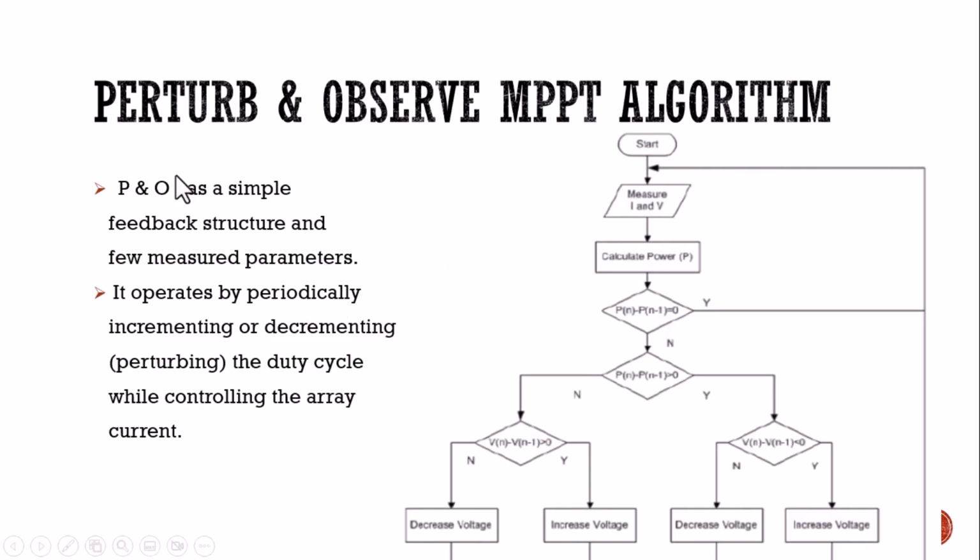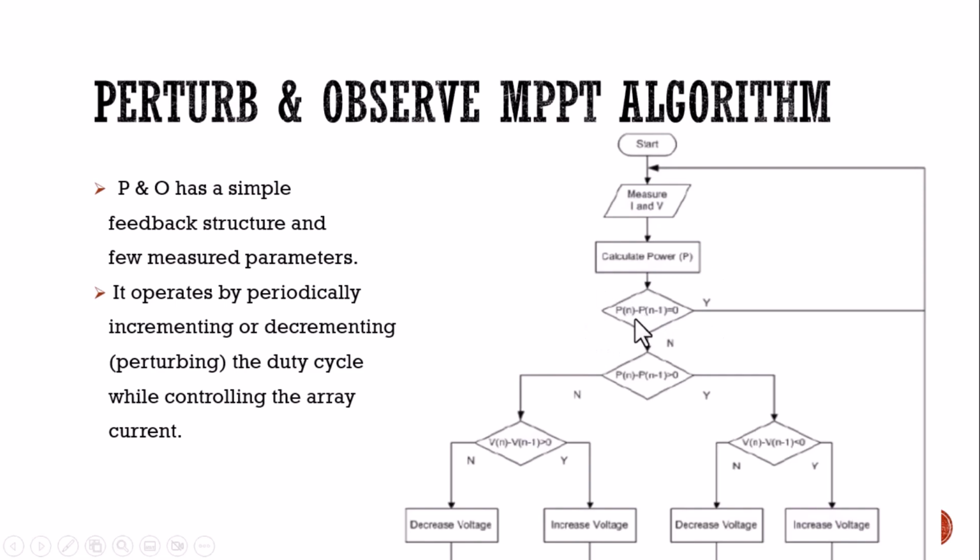The perturb and observe method operates using a simple feedback loop. It periodically perturbs, that is, slightly increases or decreases, the duty cycle of the converter. Then, it observes the resulting change in PV power. If the power increases after the perturbation, the controller continues in the same direction. If the power decreases, the controller reverses the direction of the perturbation.